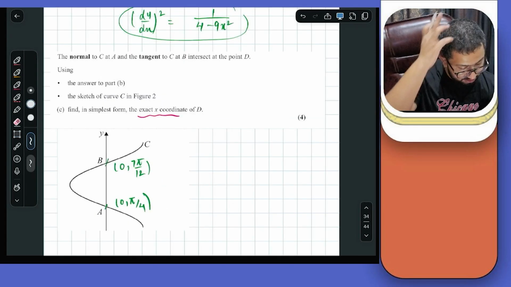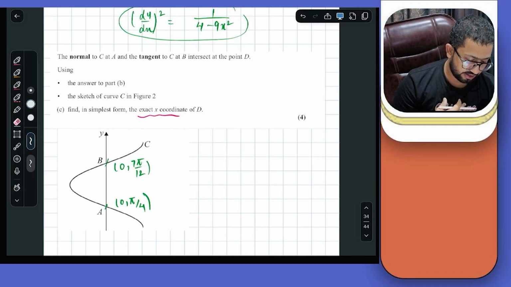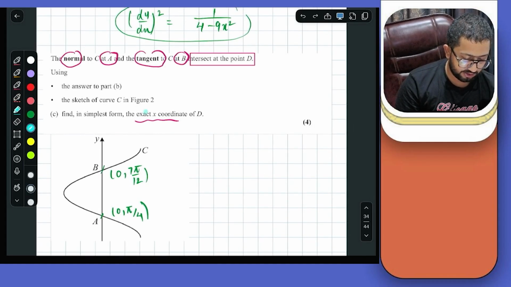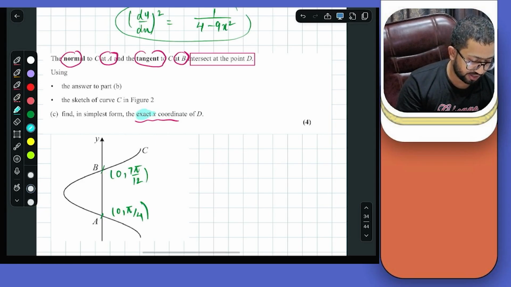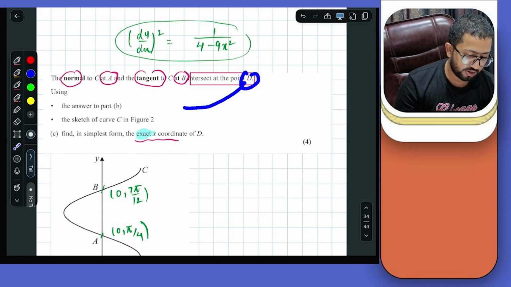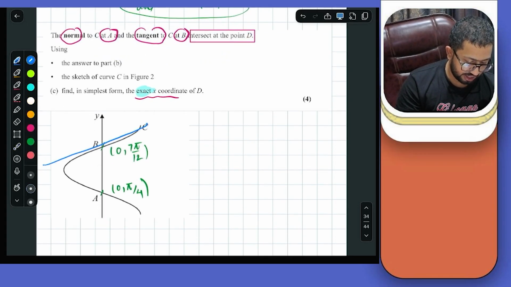All right, so the normal to curve at A and tangent at B intersect at point D. Using the answer to part B to sketch the curve C, find, in simplest form, the x coordinate of point D. So let's figure out the exact x coordinate. We know that exact means we can't use a calculator for this working. We have to show our complete working. And beta, if you want to find the x coordinate of point D, you can see D is the point of intersection of the tangent at point B and the normal at point A. So first of all, let's draw the tangent at B and A.